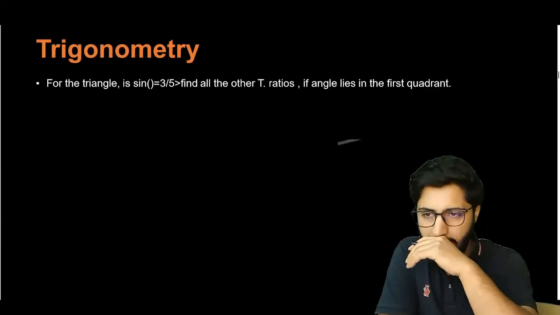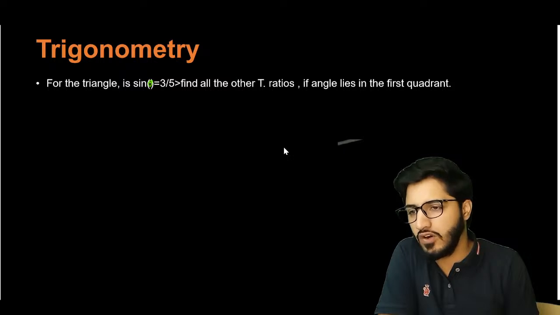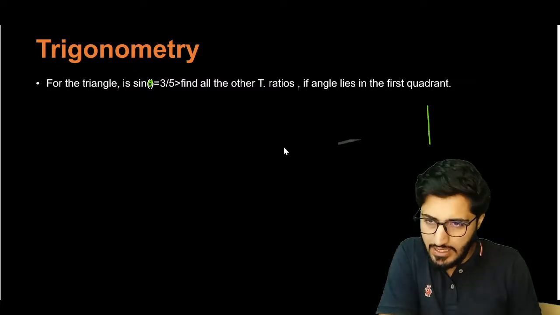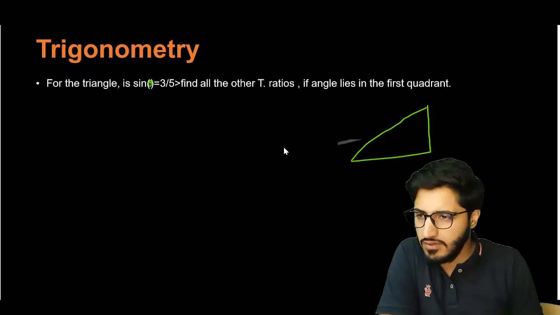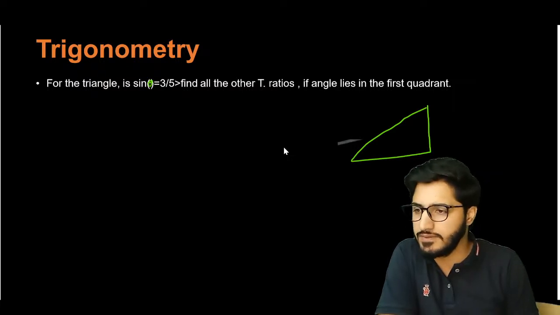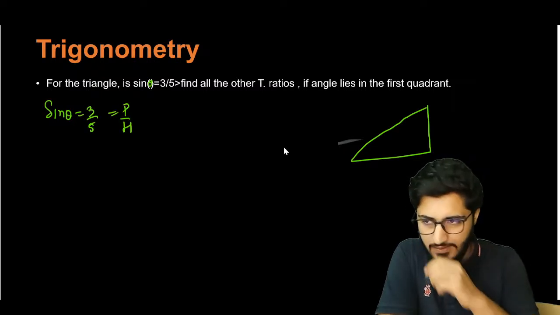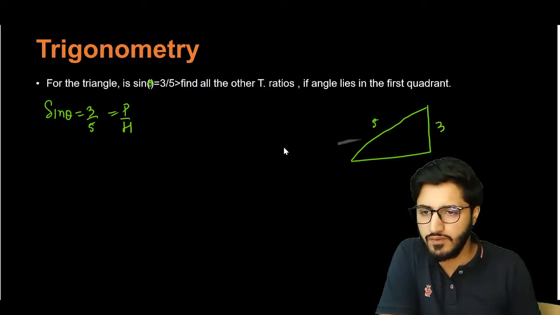This is some sort of numerical given to us. For the triangle, there is theta. Sine theta is 3 by 5. Find all the trigonometric ratios. Okay, so for it we need a triangle. That's the triangle, and this sine theta is given, right? Sine theta is given as 3 by 5. It is P by H. So perpendicular is 3, hypotenuse is 5. This is theta, right? What will be now base?